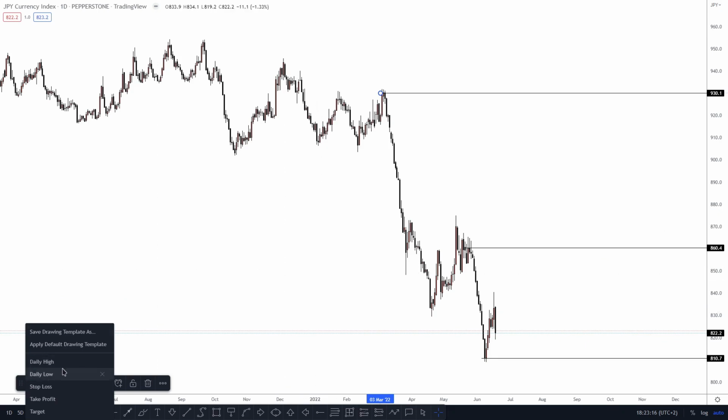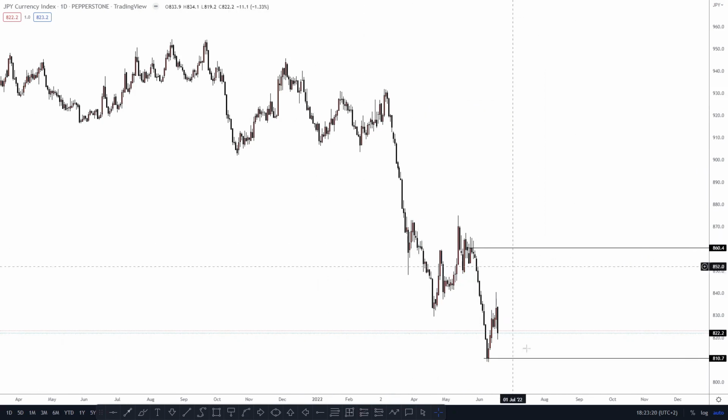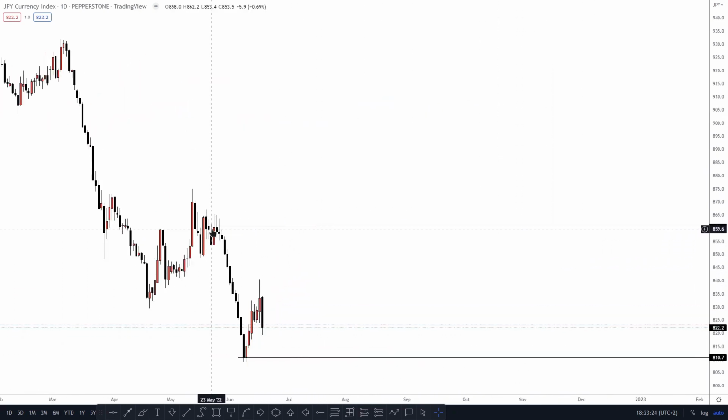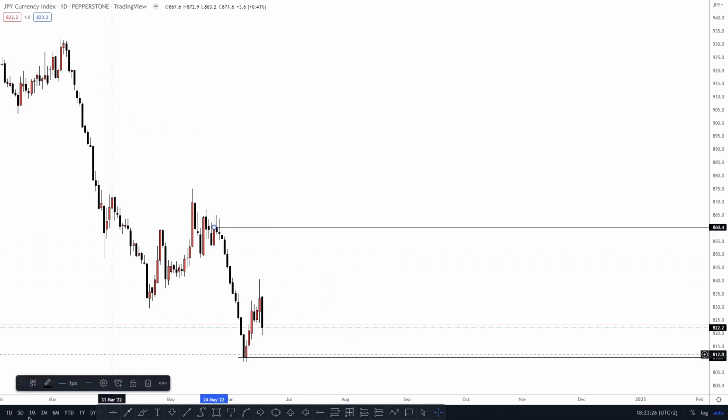I think I'll remove this one because it's really far from the market, but I'd love to work between these two. So you will see that this is our daily high, and this is our daily low.